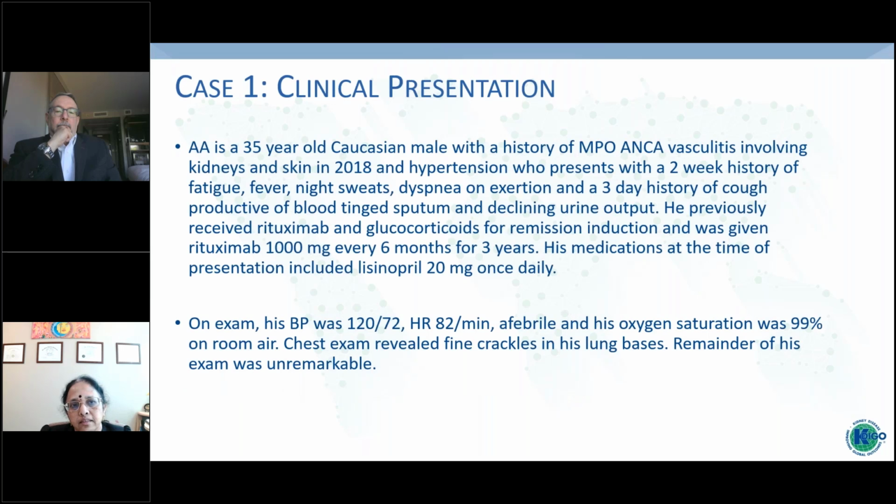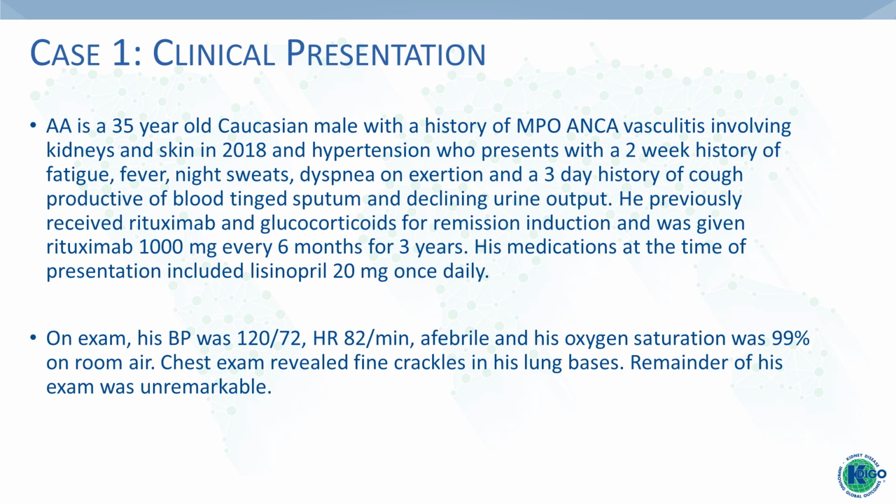So I'd like to start with case number 1. It's a 35-year-old Caucasian male with a history of MPO ANCA vasculitis involving skin and kidneys in 2018 and hypertension, who presents with a 2-week history of fatigue, fever, night sweats, and dyspnea on exertion, and a 3-day history of cough productive of blood-tinged sputum and declined urine output.